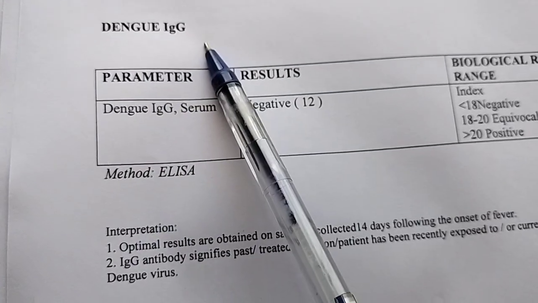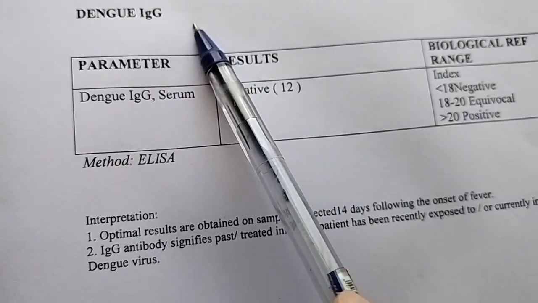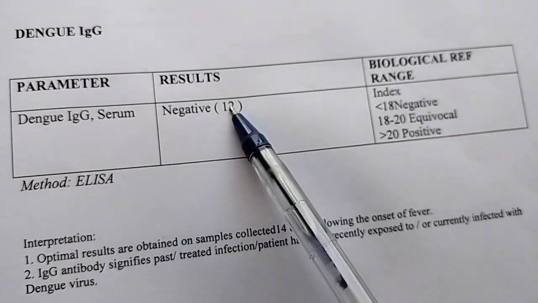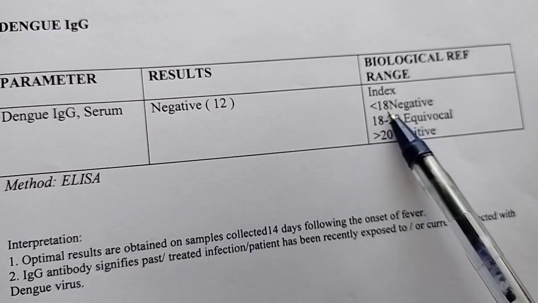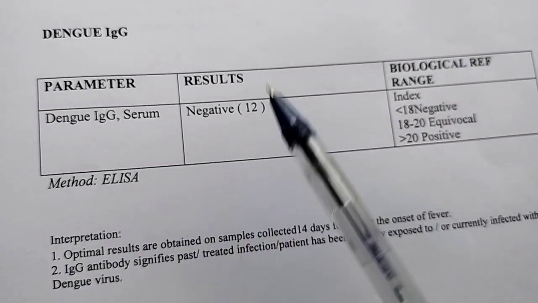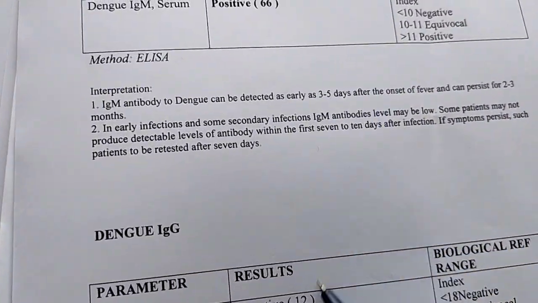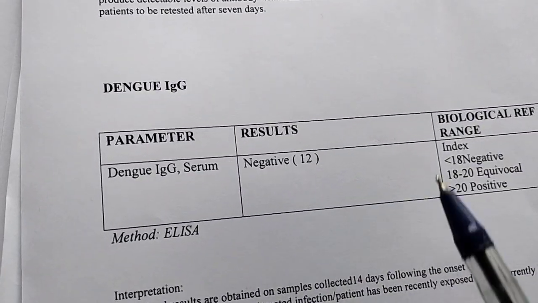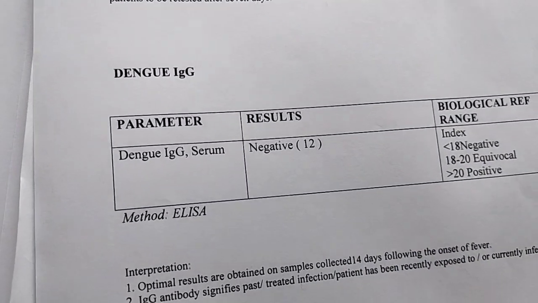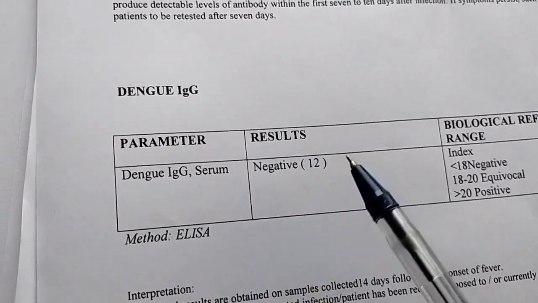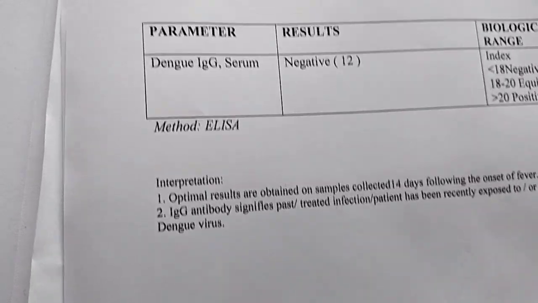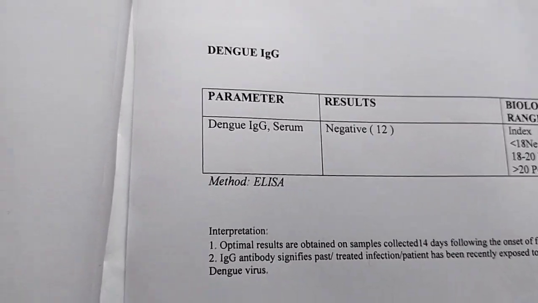Now this is the dengue IgG report. So we have seen that IgG forms later in the infection. Dengue IgG is negative in this case. It is 12 because the index value less than 18 is negative. So if we consider this report as a report of the patient where IgM is positive and IgG is negative, then you can think that it is an acute infection or early infection where IgG antibodies are not formed but IgM antibodies are formed.